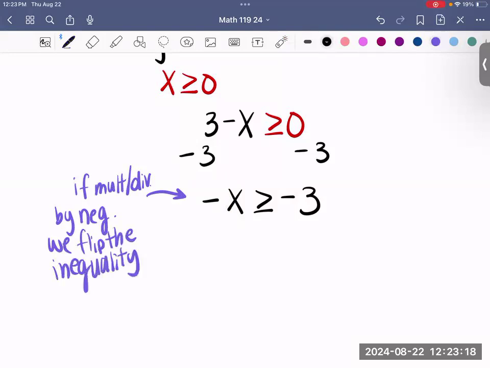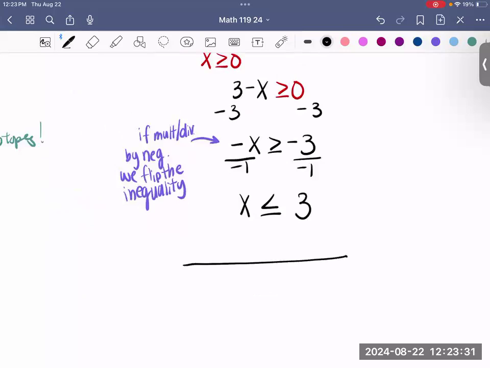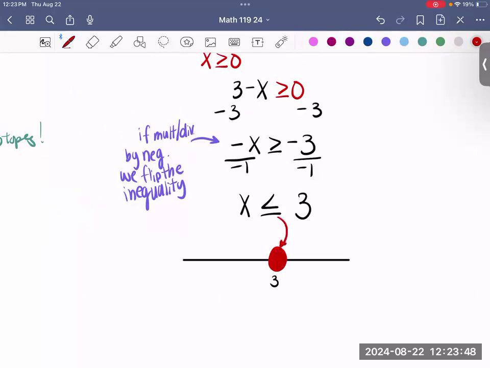So to get rid of this negative 1, if it's starting out as greater than or equal to, we then switch it to less than or equal to 3. So that just means, if we put in a 3, are we allowed to be 3? Well, it's less than or equal to, so we get a closed dot on this 3.